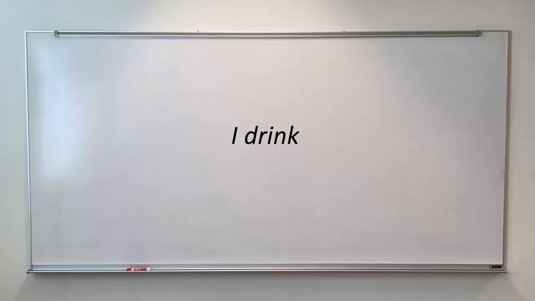Okay, so let's start with something very simple. We'll just start with the different forms. I drink, je, I, and then drink, bois. Je bois, I drink. You drink, this would be the informal you. Tu bois, you drink, tu bois.